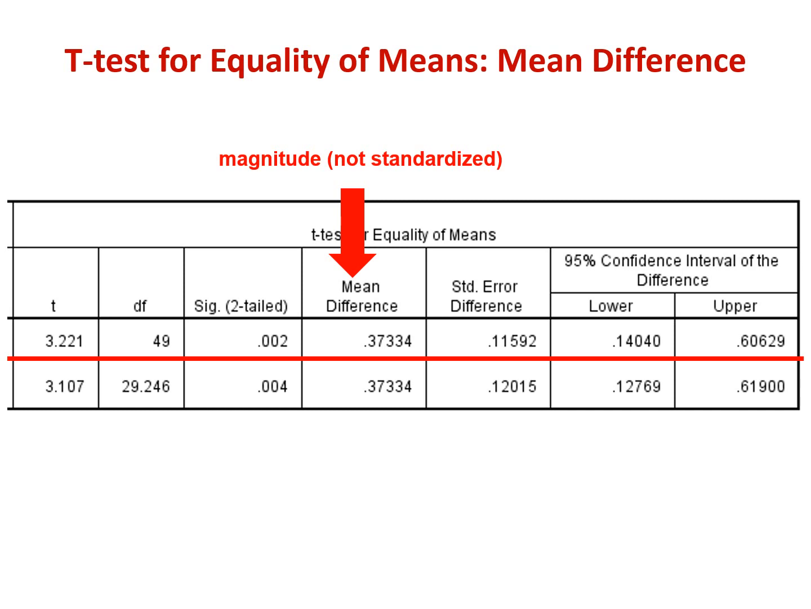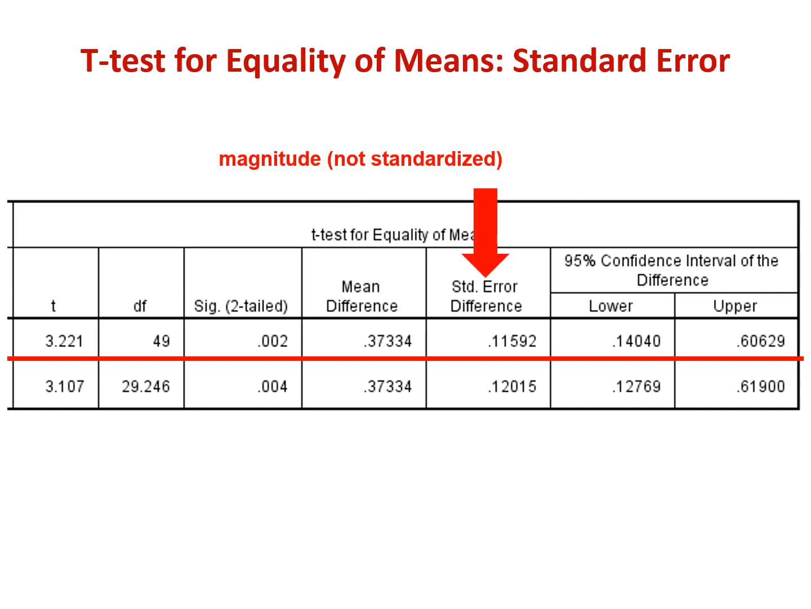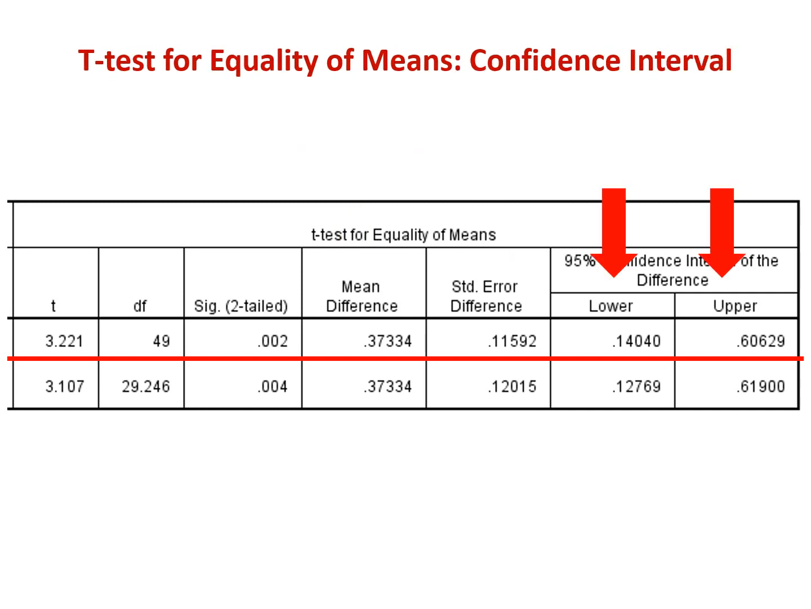The difference between the mean of South and the rest of the country is 0.37334. This difference is the same regardless of the assumption about variance. This number is the magnitude of our relationship, but it is a hard number to use because it is not standardized. We have to use our judgment in determining whether this difference should be treated as small or large. Next, we have the standard error of the difference. Finally, we have the low and high values of the 95% confidence interval. Based on these numbers, we can say the true difference in the population is somewhere between 0.14040 and 0.60629.